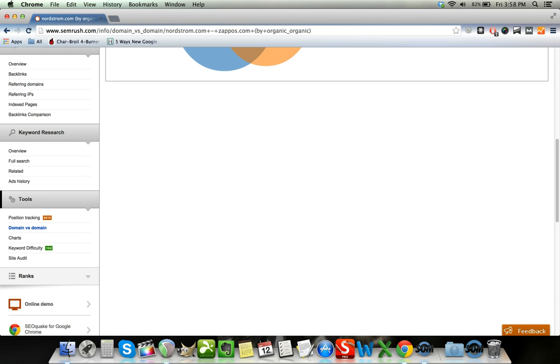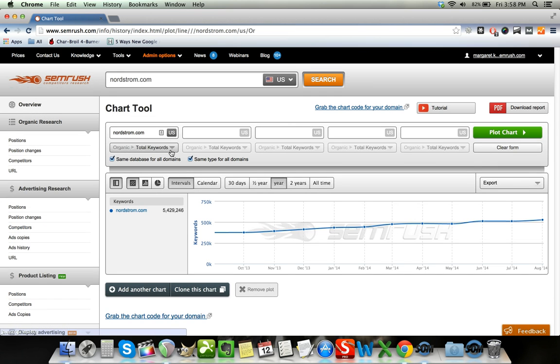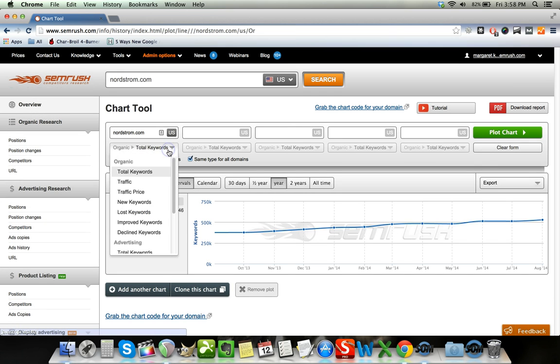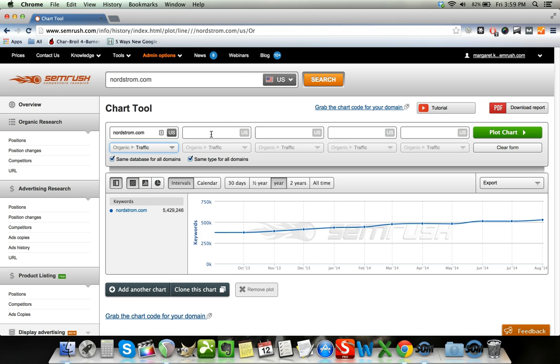Next, we're going to go ahead and move to the chart tool. All right, so what I can do is compare domains for keywords, traffic price, new, lost, improved, and declined keywords in both organic and advertising. Let's go ahead and compare for organic traffic Nordstrom.com, Zappos.com, Macy's.com, and let's try another one, ShoeBuy.com.